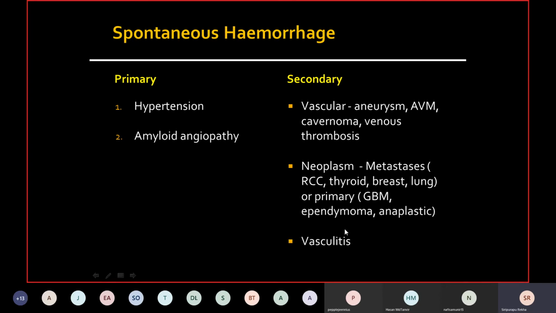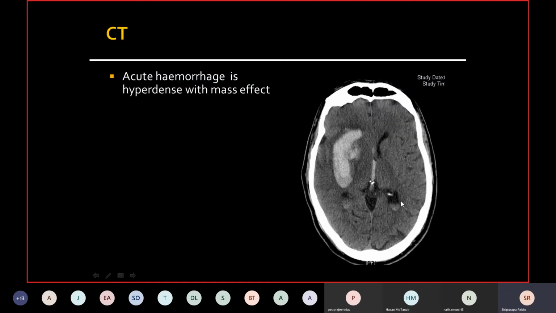Other causes is vasculitis, especially when you see hemorrhages and infarcts simultaneously. Got to think of vasculitis, and not to forget drugs. By drugs, I don't mean just substance misuse, but I also mean patients who are on anticoagulants, so antiplatelets and anticoagulants. So that's just a brief overview of the etiology of spontaneous hemorrhage.